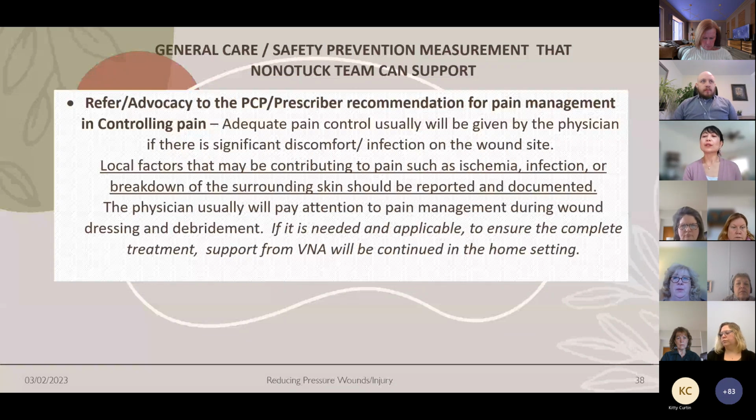The physician will usually pay attention to pain management during wound dressing and debridement. Again, you communicate with the VNA, look at their report, listen to the members, and follow your gut and your heart. We trust each other, everybody is professional, but always follow that. You know your feeling when you look at the assessment and you feel something is wrong. I think the care needs more. I think something needs to be reevaluated with the treatment.